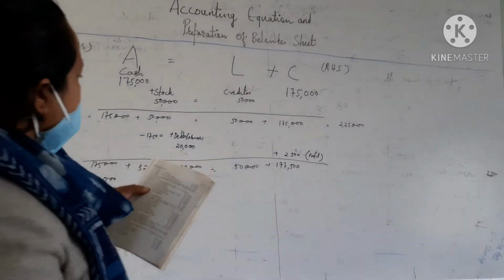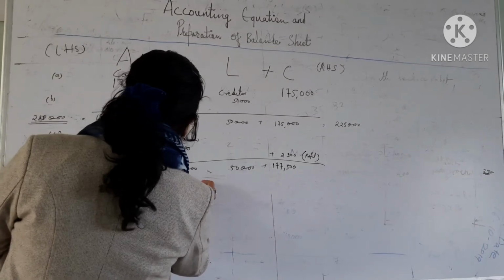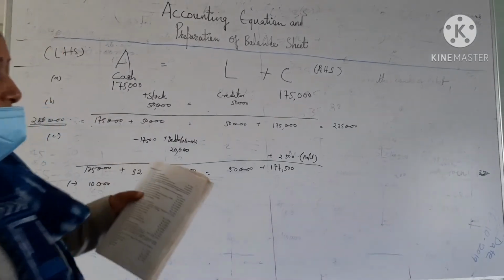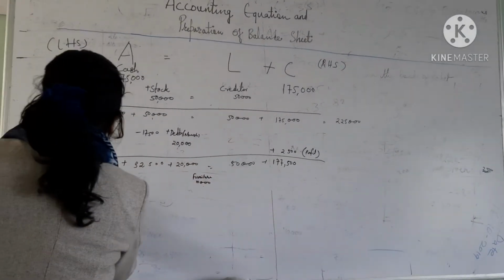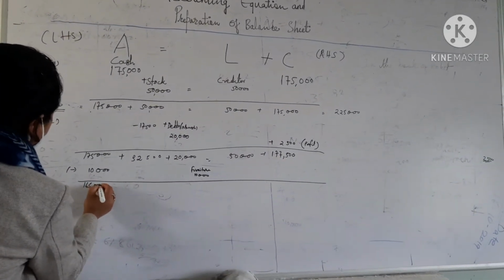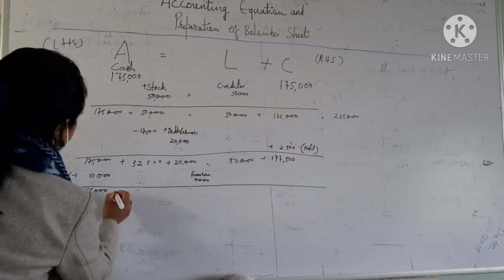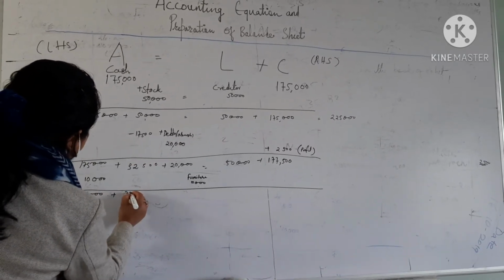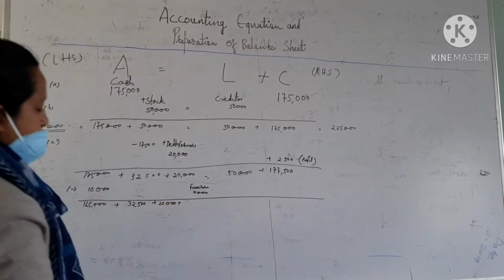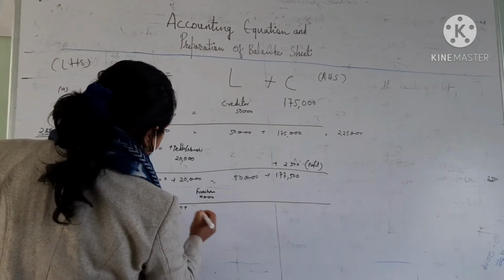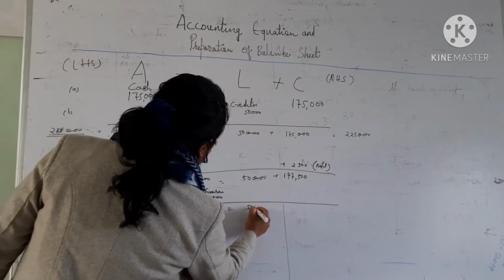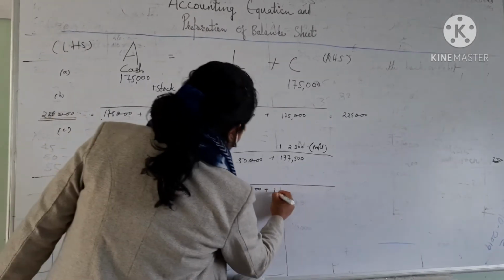And what is increased here? Furniture increased, isn't it? Furniture increased by 10,000. So other items are remaining the same. You can close the account here. Now see, cash is decreased by 10,000, so now it is 1,65,000. Stock is 32,500. Debtors 20,000 and one more asset has been increased, that is furniture by 10,000, isn't it?